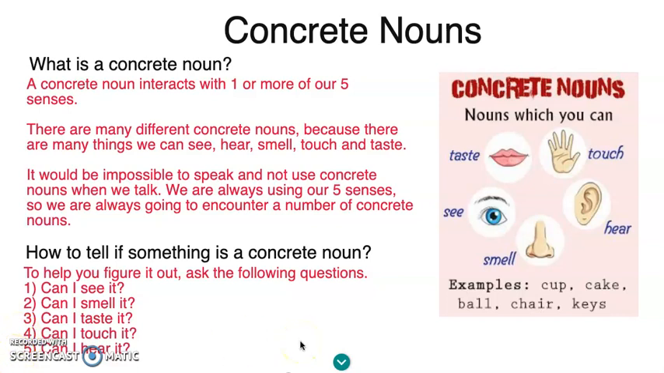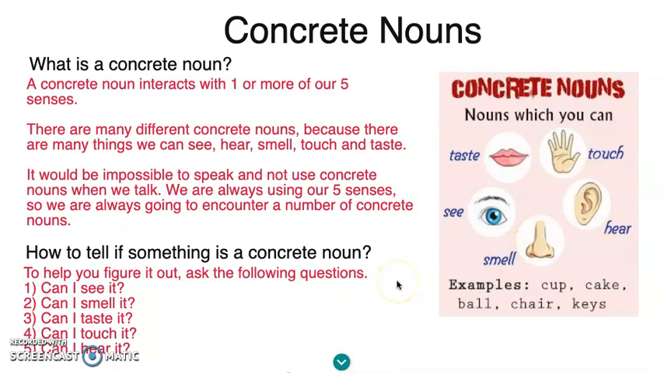So, right now, I'm sure you can tell me something that you can taste and something you can touch, something you can hear, something you can smell, and something that you can see. So, right now, I can see a tree. I can taste my coffee. I can touch my cat. What can I hear? I can hear the birds outside. What can I smell? I can smell my flowers.